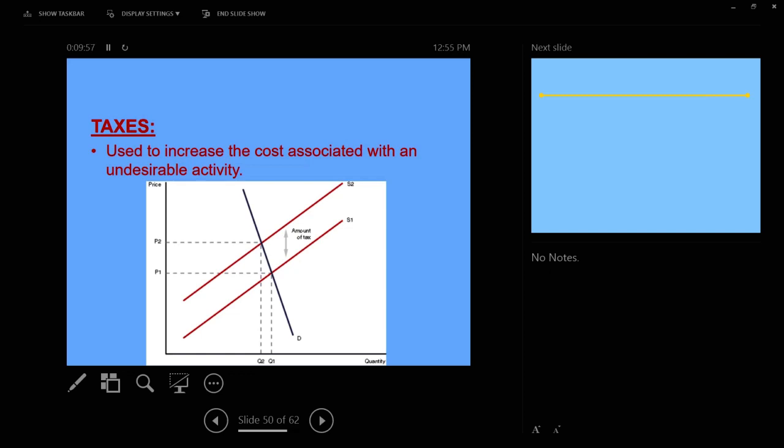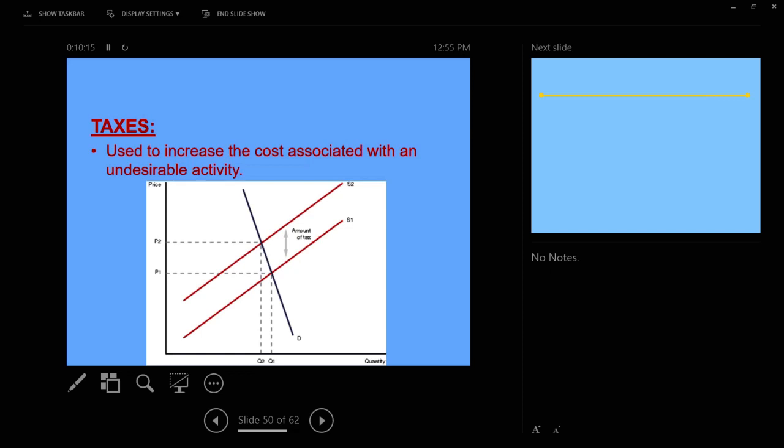Now let's look at quantity. We do see quantity fell from Q1 to Q2. In this graph, we don't see a huge change in quantity. Because of the demand curve. Take a look at that demand curve for a second. That demand curve is drawn fairly vertical.